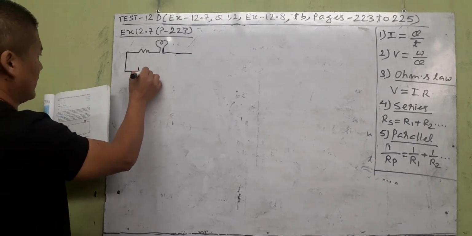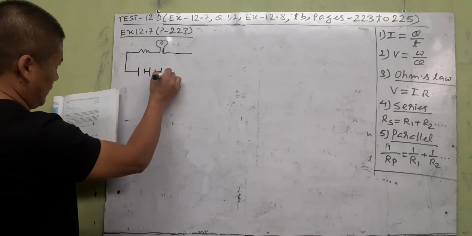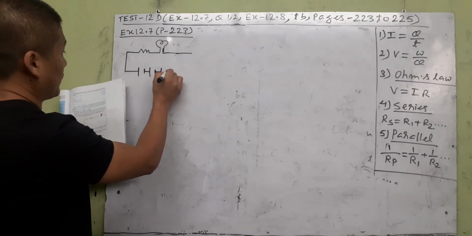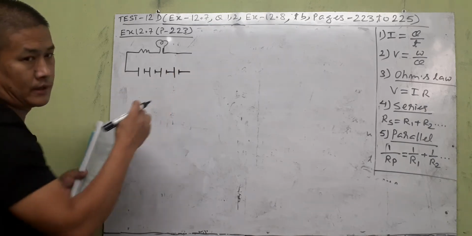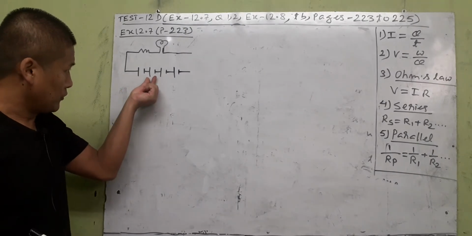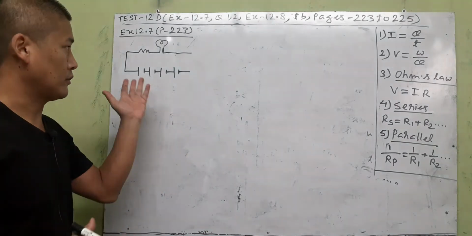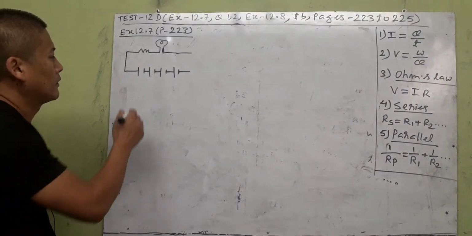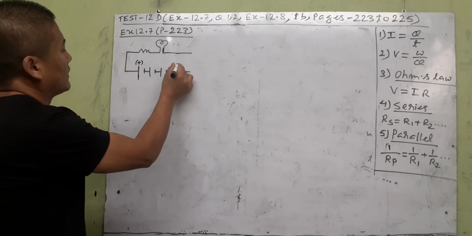One is a cell: a long line, a short line, long line, short line. So 1, 2, 3 and 4. When only one like this, long and short, that's called a cell that can supply some current. But when we combine two or more cells, that is called a battery. Purpose is to supply more current, more voltage. Long line is the positive terminal, short line is the negative terminal.